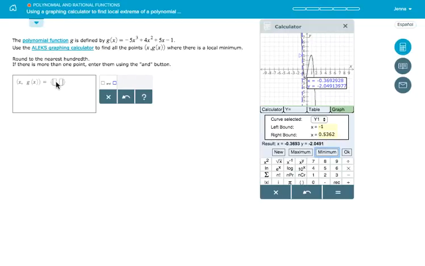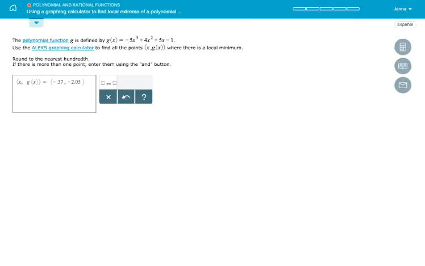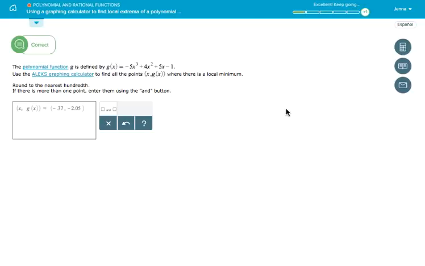So I'm going to put in, it says round to the nearest hundredth, so negative 0.37 and negative 2.05. And then I can hit check, and I got it right. And that is how you use a graphing calculator in ALEX to find local extrema of a polynomial function.